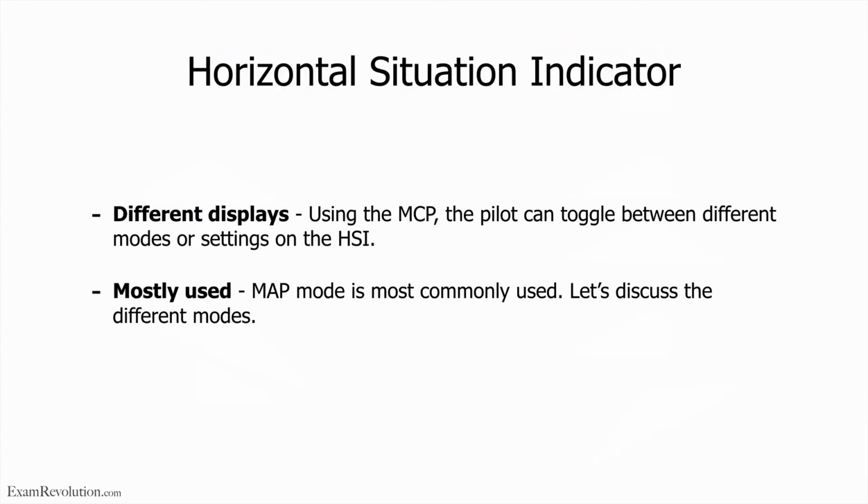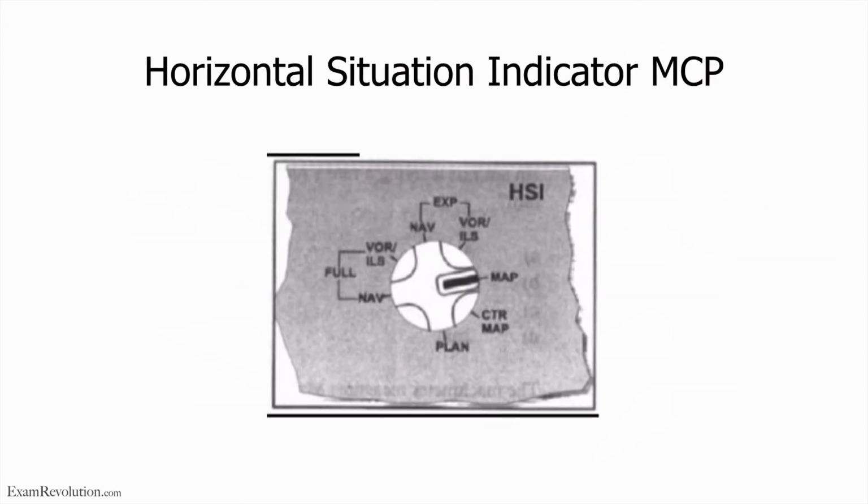Now the HSI. There are different displays, right, for the HSI. So this is now the bottom screen, guys. Okay, so this is the screen that is below the ADI. So it's got different displays. Now using the MCP, the mode control panel, the pilot can toggle between different modes or settings on the HSI. And the ones that are mostly used is map mode, right? So like I've said, you can change all the settings on that HSI, right? So let's discuss a few different modes.